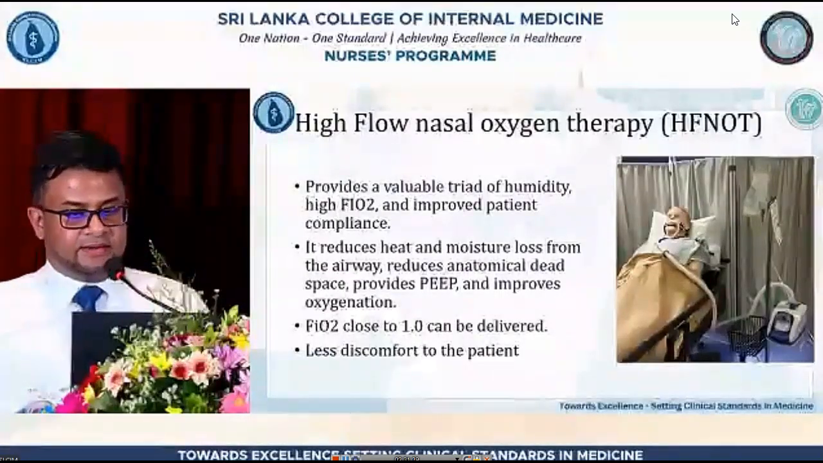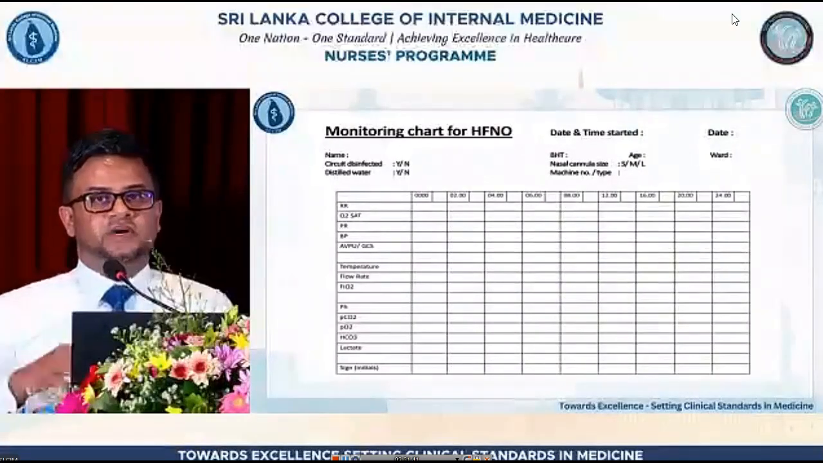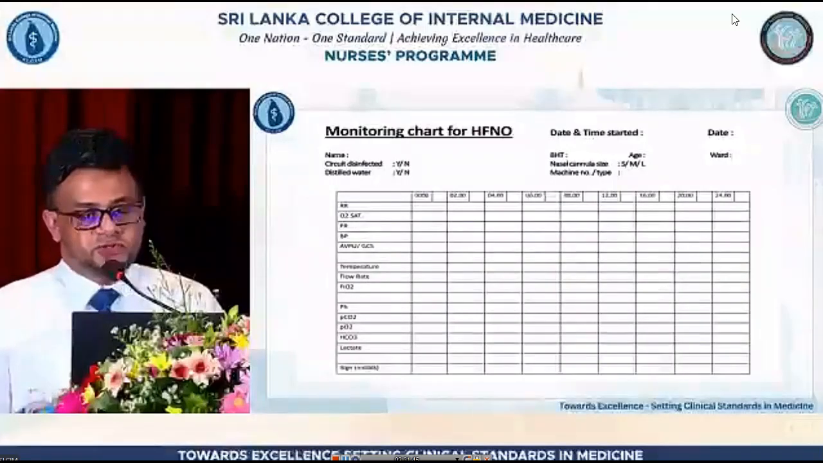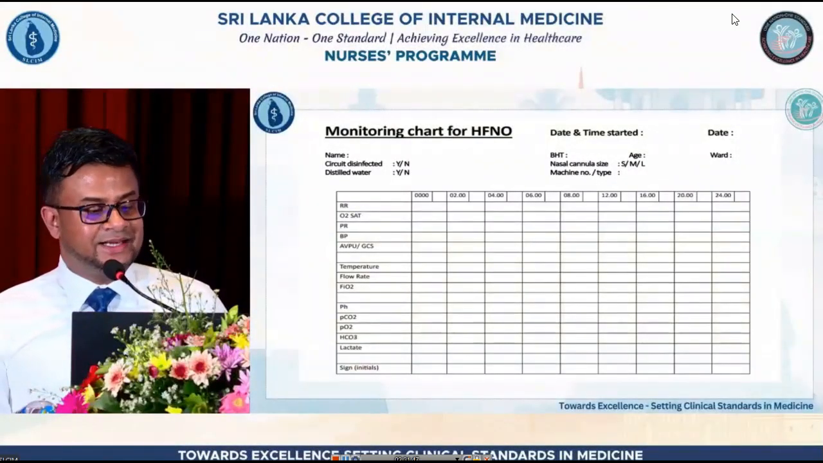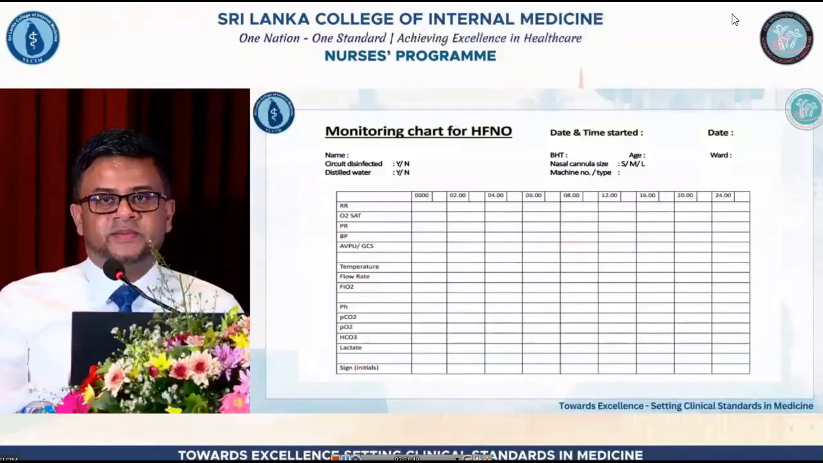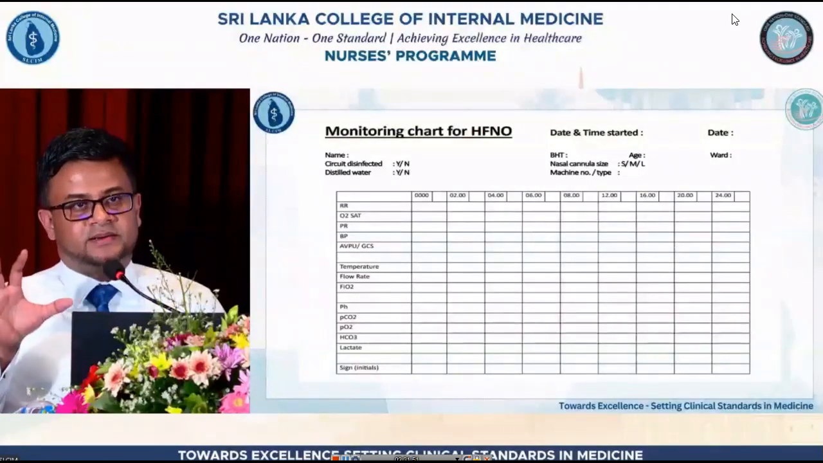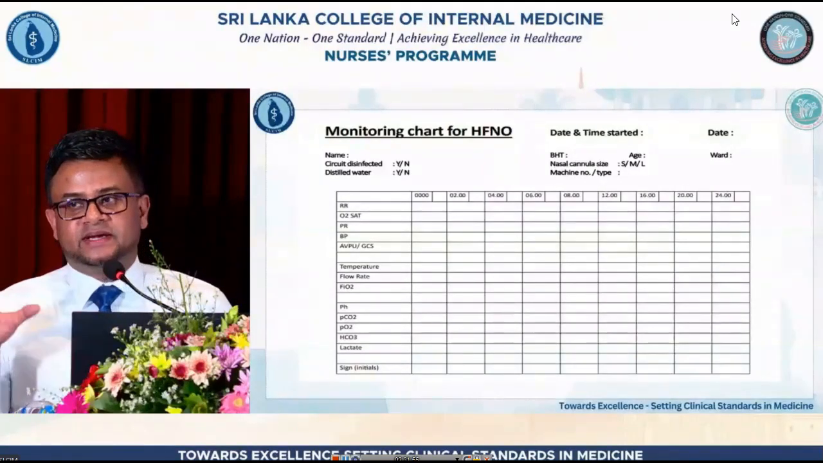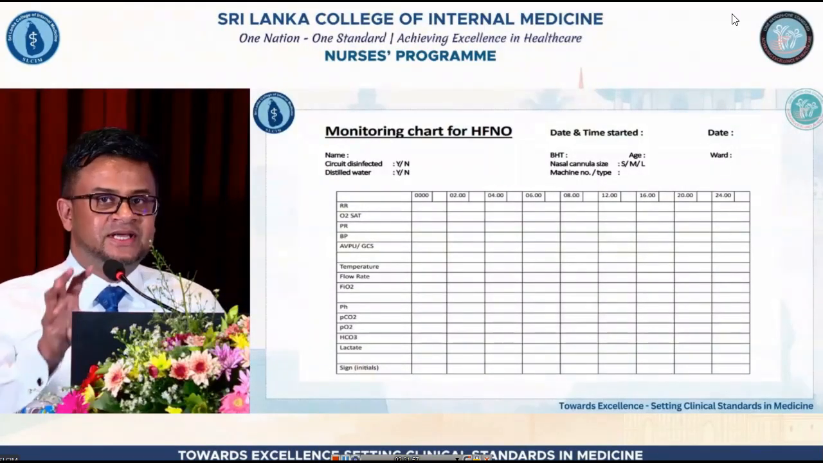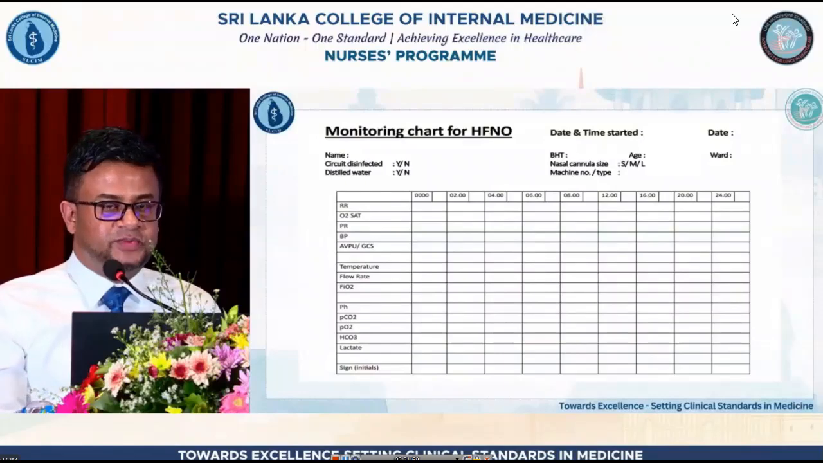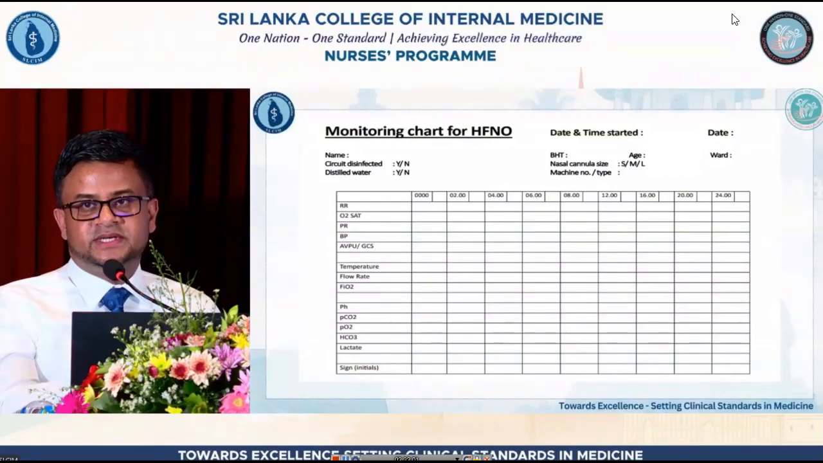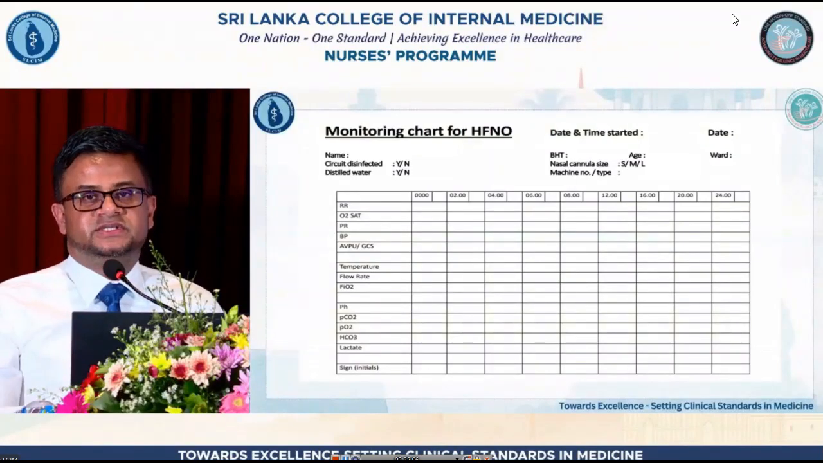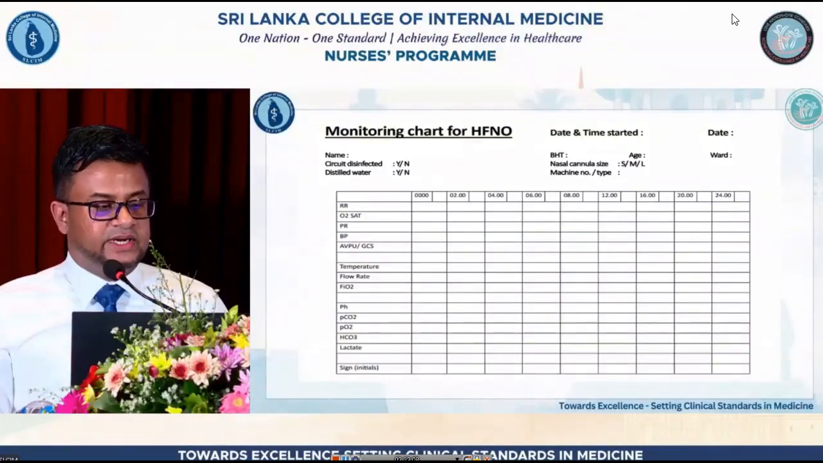Right. So again, these charts will be introduced soon through the National Oxygen Guidelines. So remember the flow rates, percentage of oxygen that you use, how much time you have been using high flow nasal oxygen, all those things need to be documented. Arterial blood gas values at the time of initiation, those things need to be included in the chart.